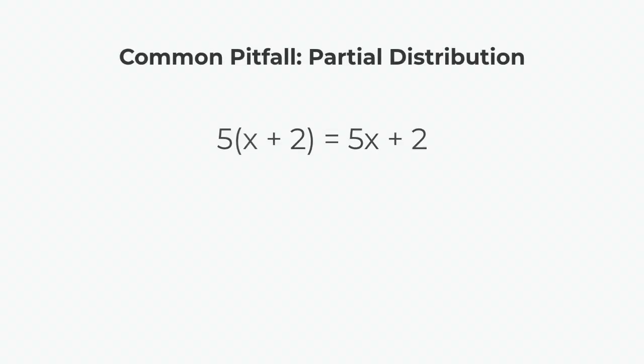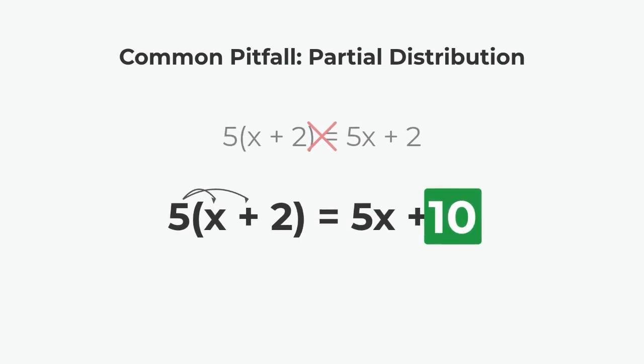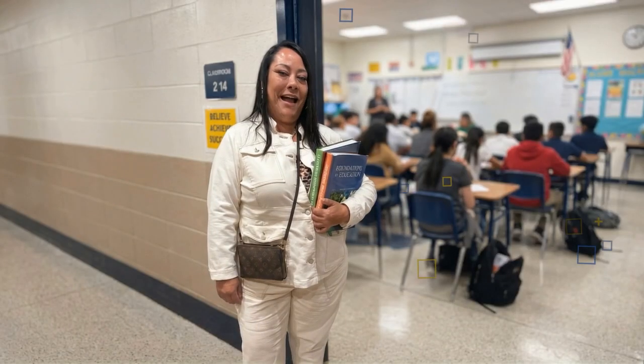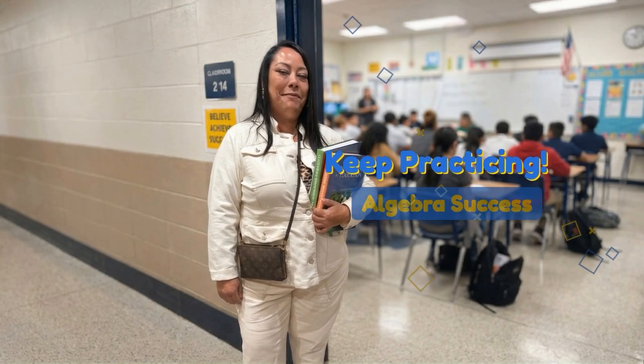The biggest pitfall is partial distribution. Never forget that second term. You must distribute to everything inside. Master these highlights and you've unlocked a key tool for algebra success. Keep practicing and I'll see you next time.